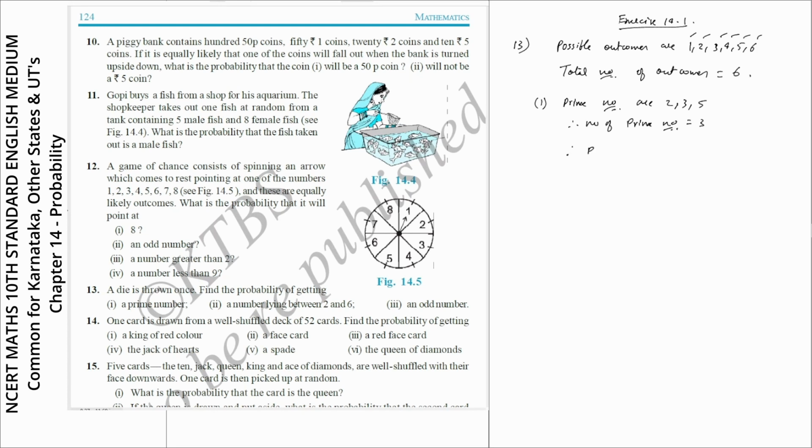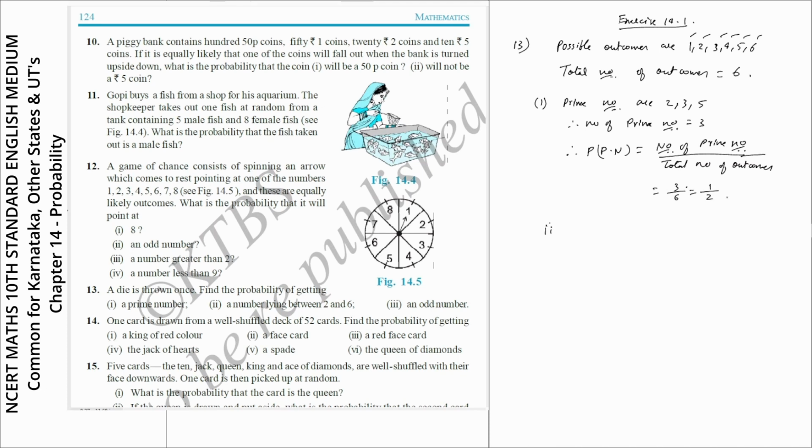Therefore, the probability that a prime number occurs is the number of prime numbers divided by the total number of outcomes. So this is equal to 3 by 6. 3 by 6 is equal to 1 by 2.